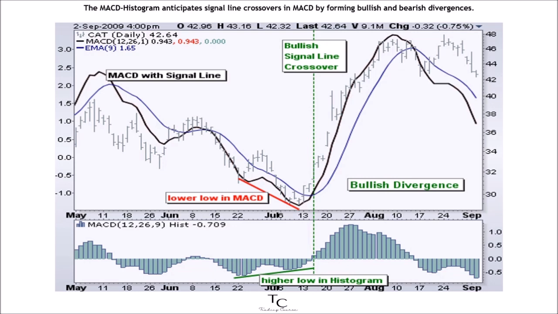The MACD histogram anticipates signal line crossovers in MACD by forming bullish and bearish divergences. These divergences signal that MACD is converging on its signal line and could be ripe for a cross. There are two types of divergences, peak-trough and slant. A peak-trough divergence forms with two peaks or two troughs in the MACD histogram. A peak-trough bullish divergence forms when MACD forges a lower low and the MACD histogram forges a higher low.